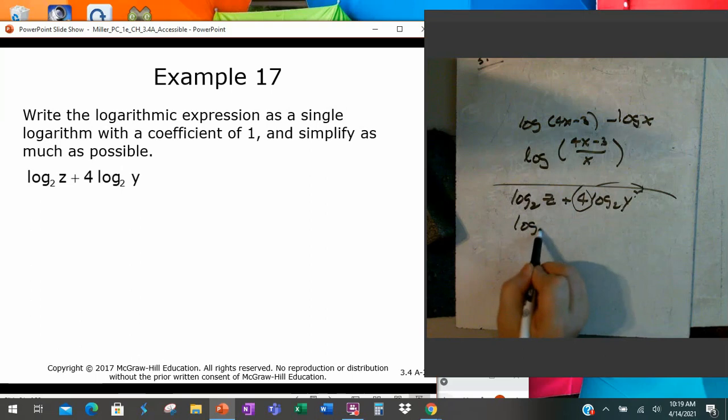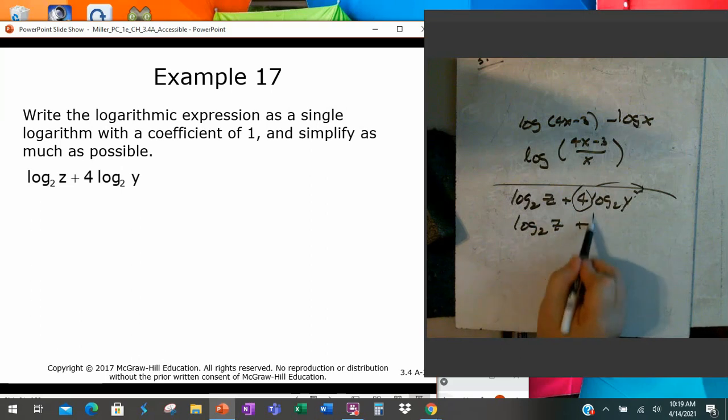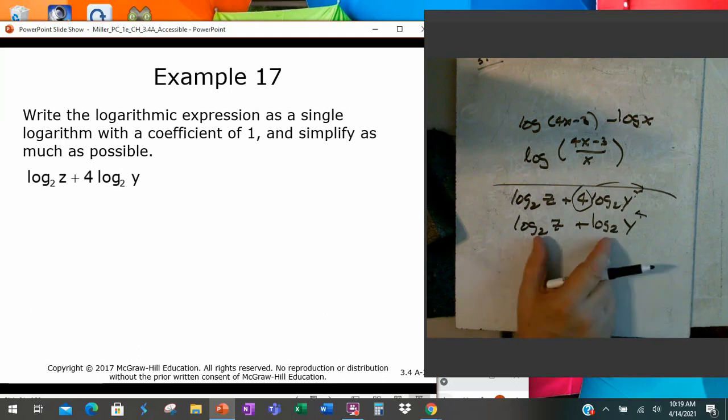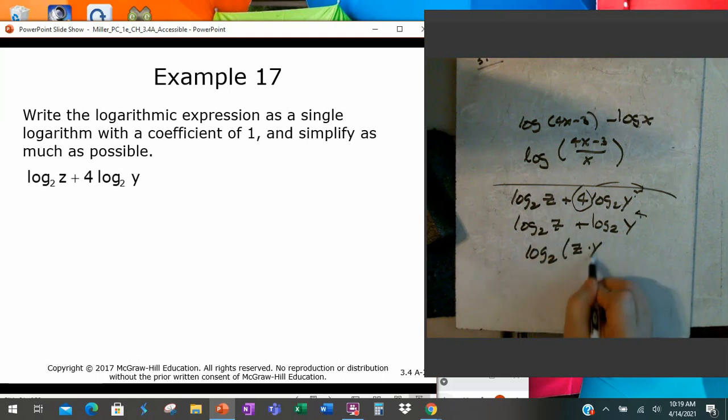So my first step looks like that. And then I've got addition. That's just the multiplication process. Like that.